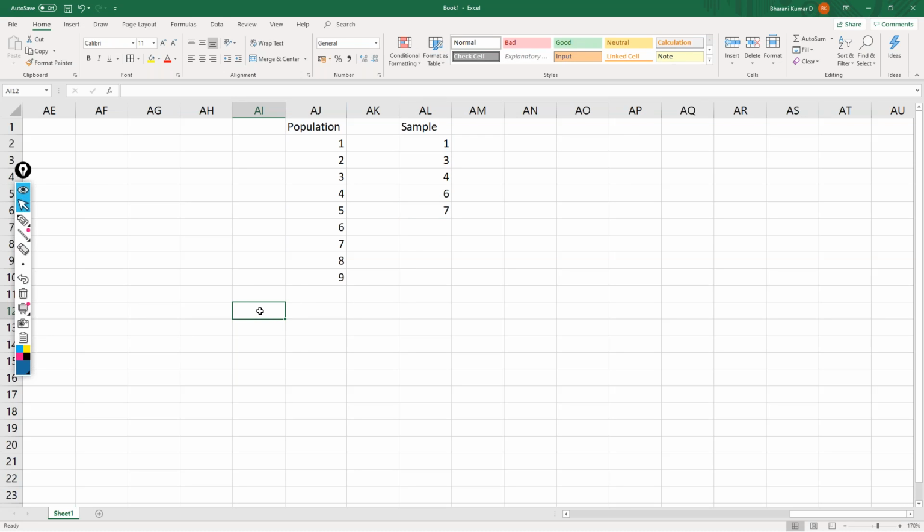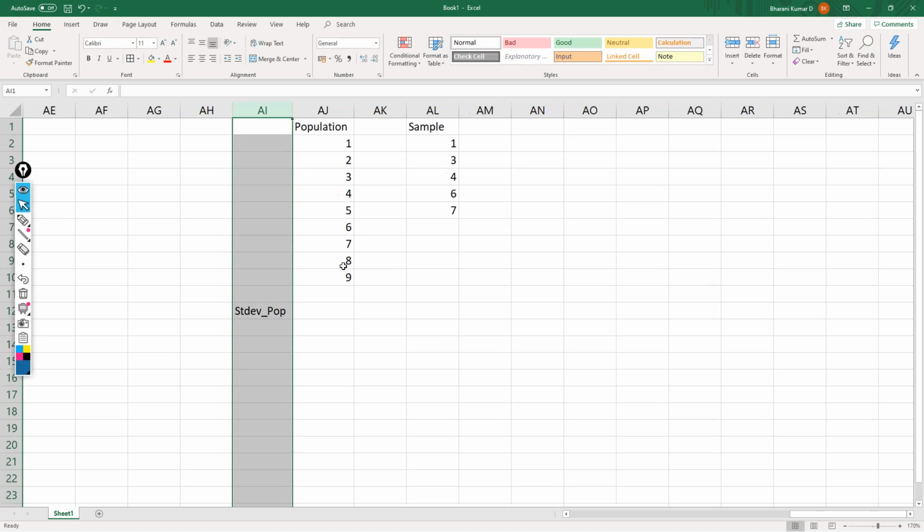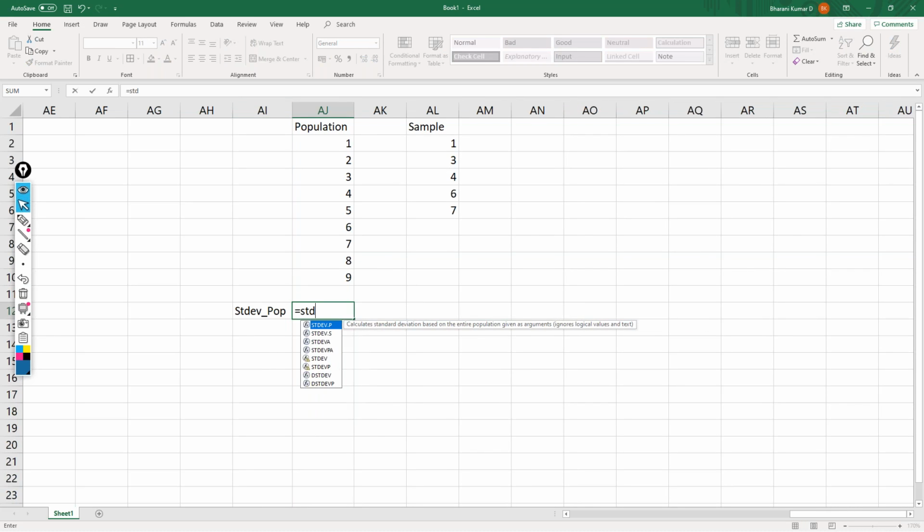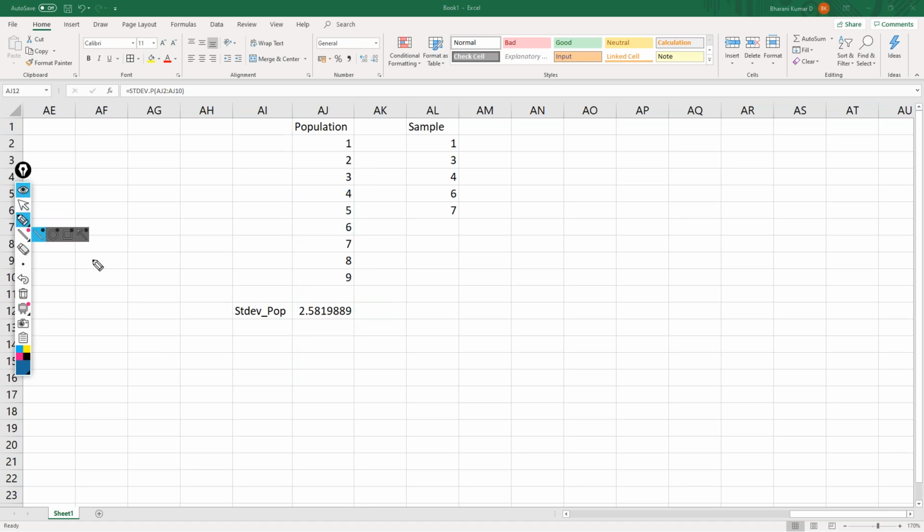And then if you calculate the, say, standard deviation of population, then the formula is standard deviation dot P. If you see dot P in your Excel, that's for population. The population standard deviation is so much. And what is the formula for population? You all know. Summation of i equal to 1 until n, (xi minus mu) whole square, divided by n. This is the population standard deviation.